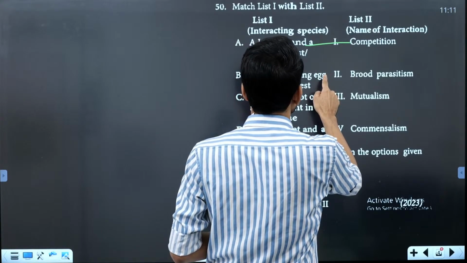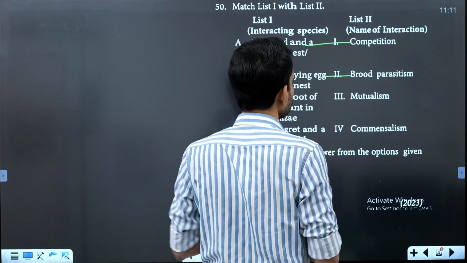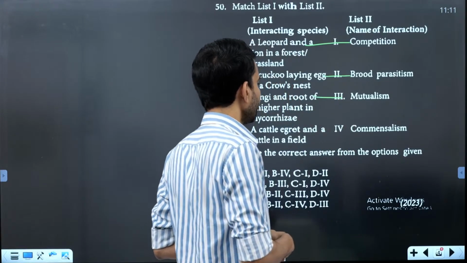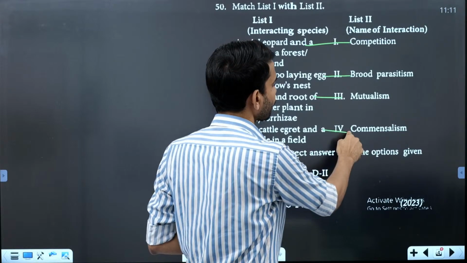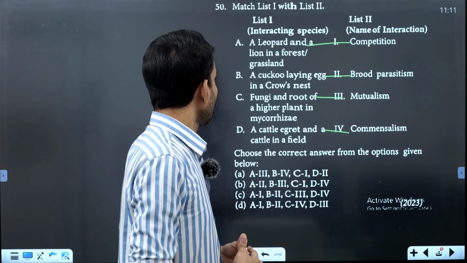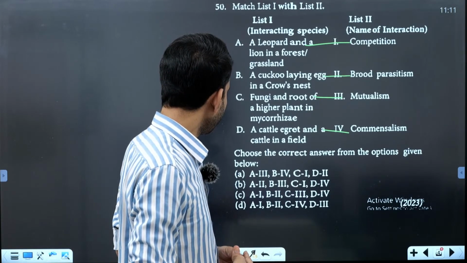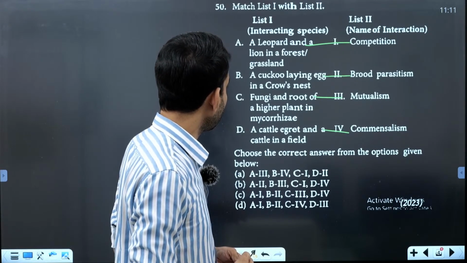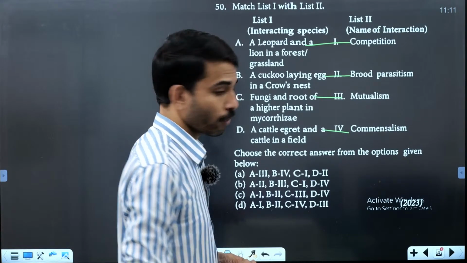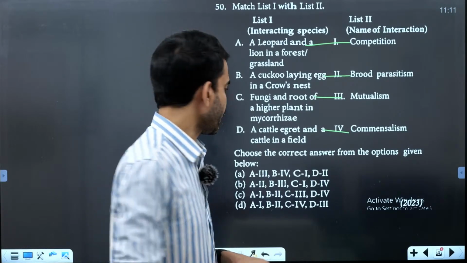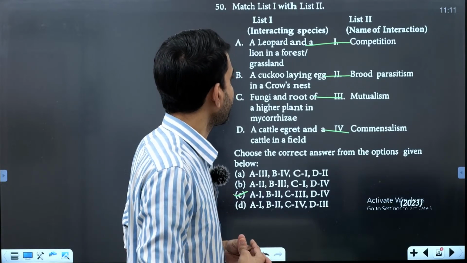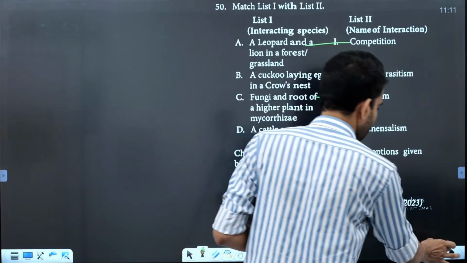Cuckoo laying egg in crow's nest, again same match, brood parasitism. Fungi, that is again a correct match. A cattle egret and a cattle in field will connect with commensalism. Choose the correct answer from the options given below. So A, we connected with 1, yes. We have B connected with brood parasitism, C 3 and D 4. Again, your prediction is right. Answer is C. Correct match itself, right? Side by side, we have options. Next one.